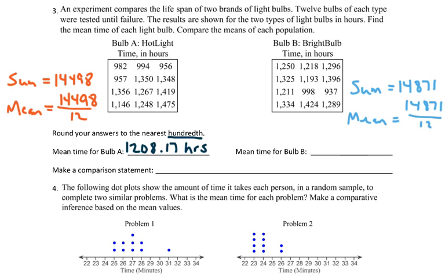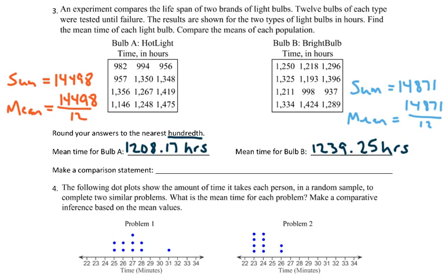For bulb B, you can see my calculations there. I got a mean time of 1,239.25 hours. Notice that I'm putting labels with my answers because it's important for you to know what you just found.